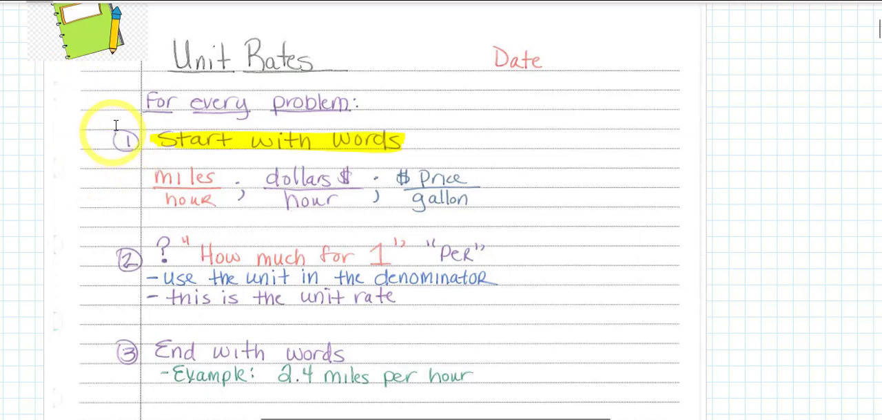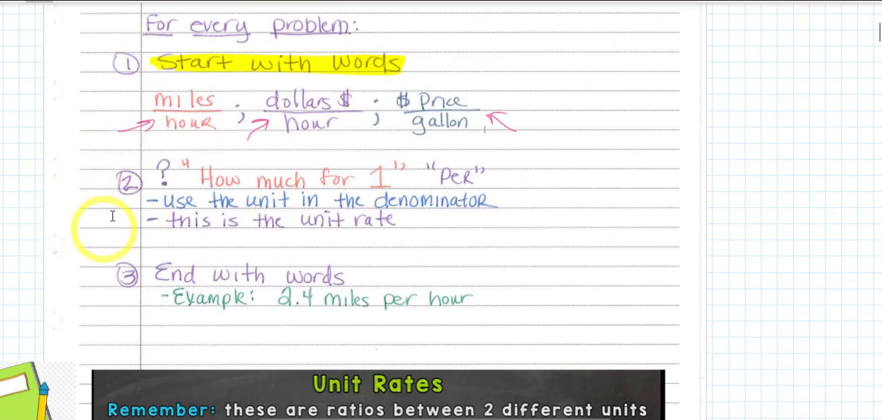The words that we're going to use are actually the units that are presented in the word problem. So for instance, units could be miles and hours, dollars and hours, price per gallon, whatever they're talking about in the problem. The units that are being compared is what we're going to use to create our ratio. Okay, so before you start writing any numbers, we're always going to start with words. We're going to organize our problem with the units being presented in the word problem.